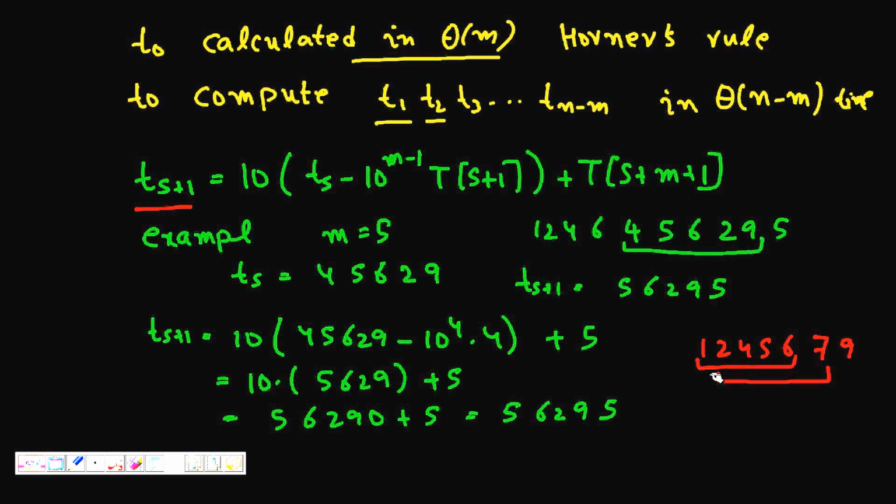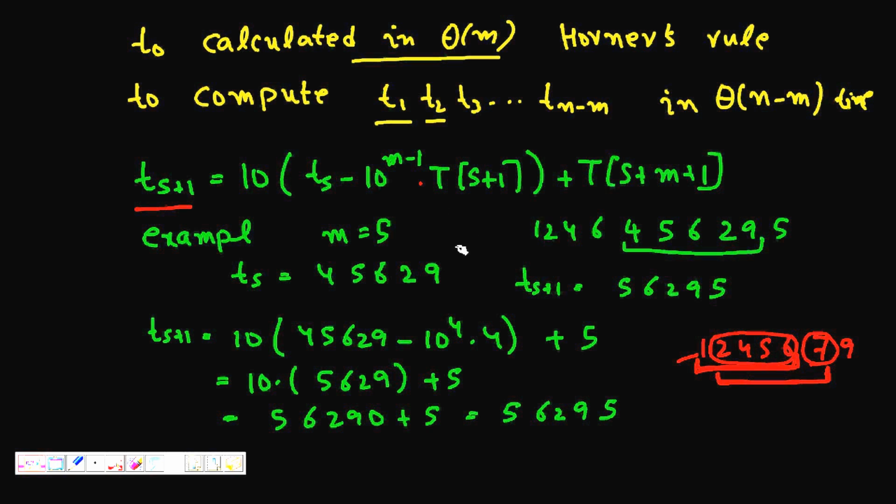When we have evaluated this and we are evaluating this, there are a lot of common things. This part is the intersection. Only this digit is not present in this calculation and this new digit is present. So let's see what we do. ts plus 1 is 10 into (ts minus 10 to the power of m minus 1 into ts plus 1) plus ts plus m plus 1. So let's see what it is.